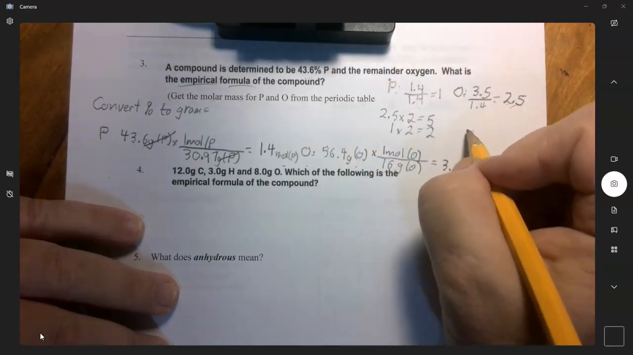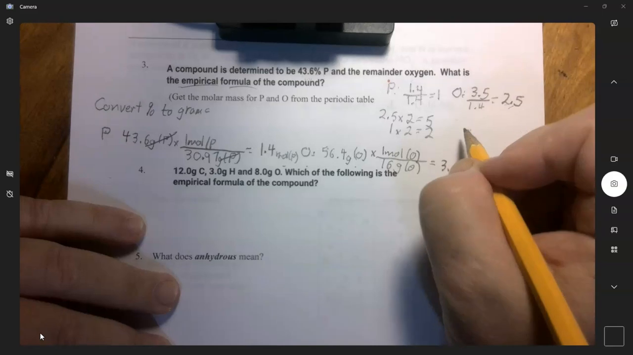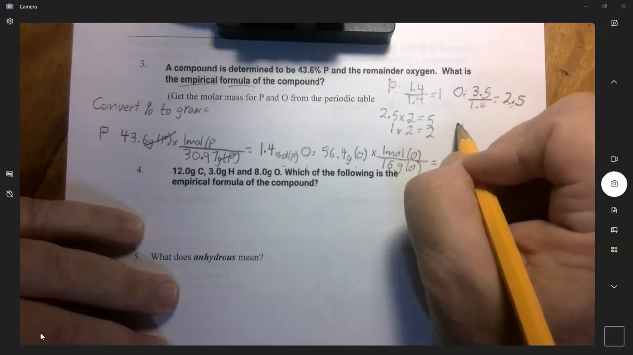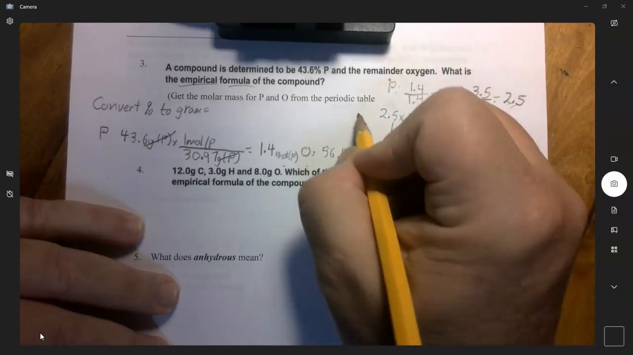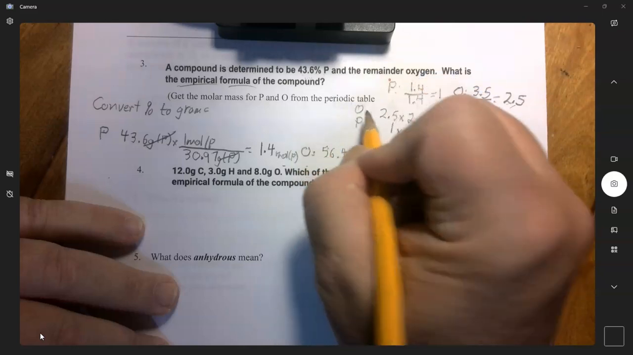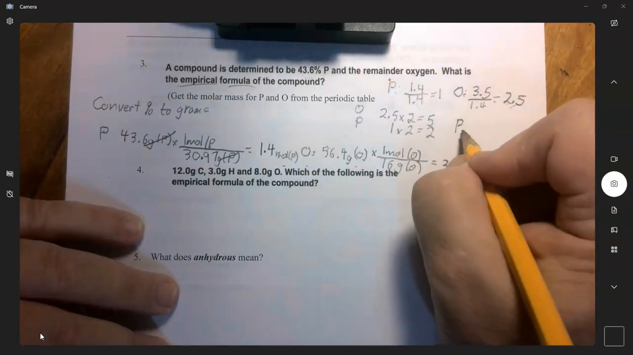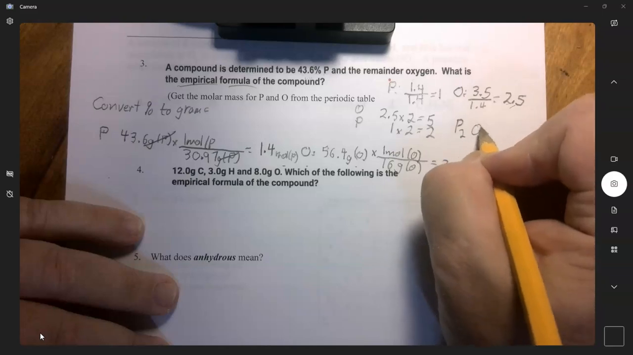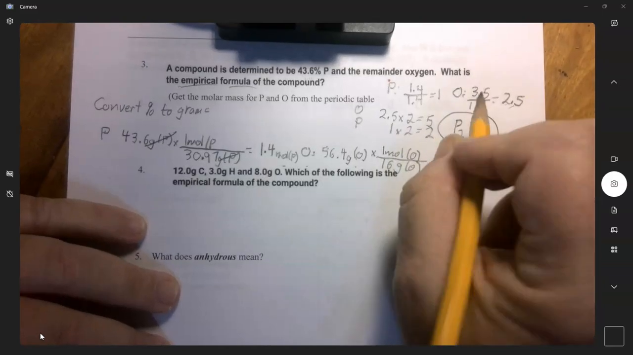So what you're going to end up with is the empirical formula of P2. So this is oxygen, this is phosphorus. Always keep labeling them, otherwise you can get them backwards. So it's P2O5, that is the answer.